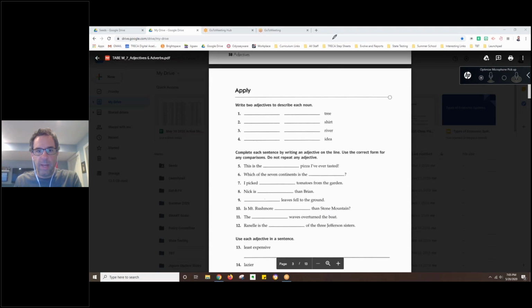So if I grab the pen and we'll do blue. Write two adjectives. Tree. Picture a tree in your head, and we'll do one adjective. A pretty easy one would be, it's a big tree. Remember, an adjective is something describing a noun. So maybe it's a big tree.